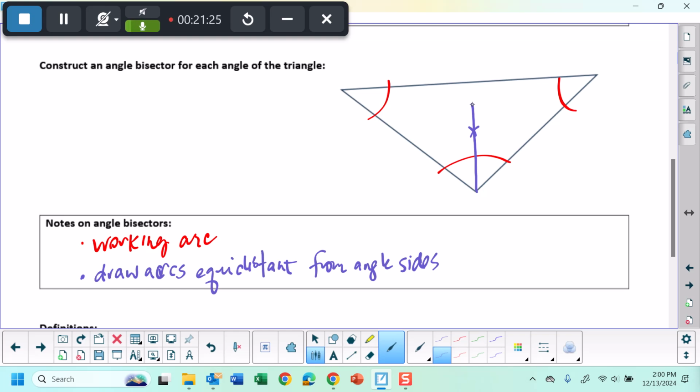Now I'm drawing quick sketches, but I want you to actually do the constructions. When we hit our work time, if you didn't get to finish these, I want you to do them.